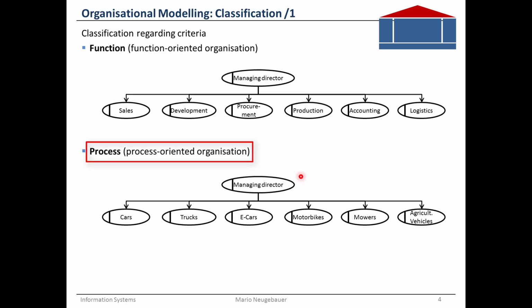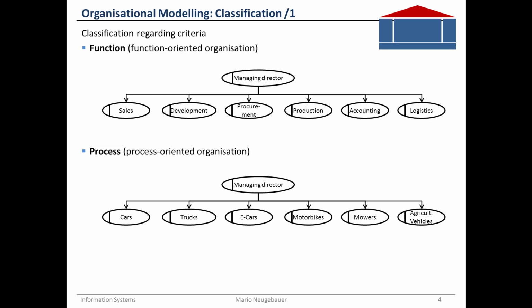And then as the second type of the organization, you could also model the process-oriented organization. So this means that you might have different processes which need to be performed for achieving a certain company goal. So maybe for producing a car, there are different processes than for producing trucks. Or for selling cars, there might also be different processes than for selling trucks.